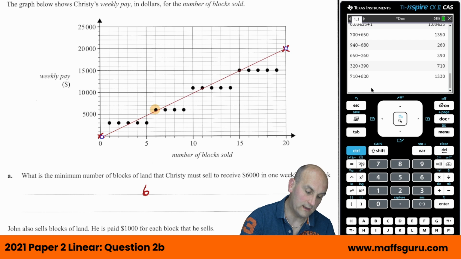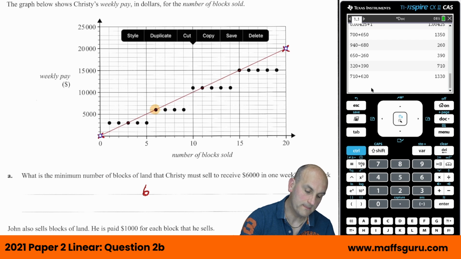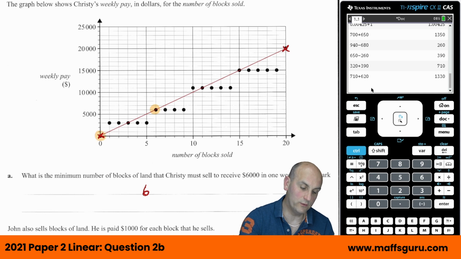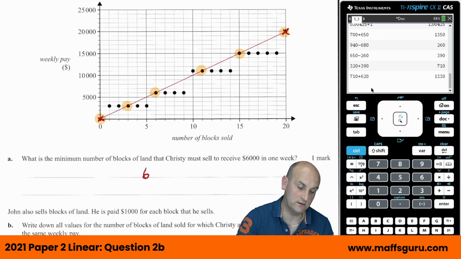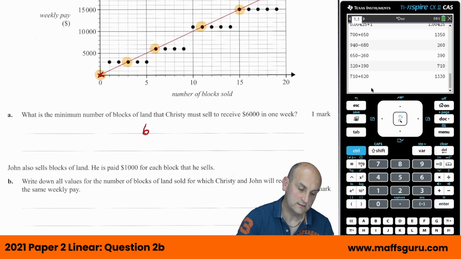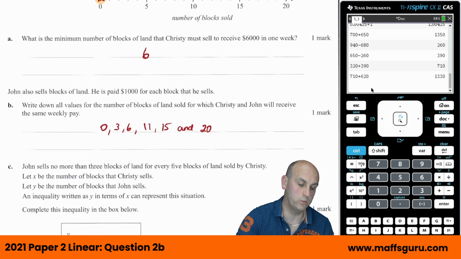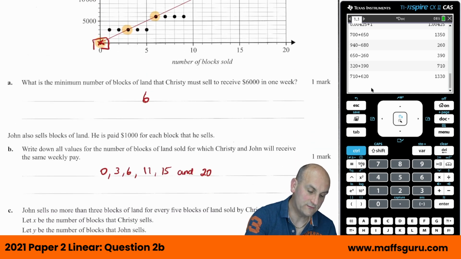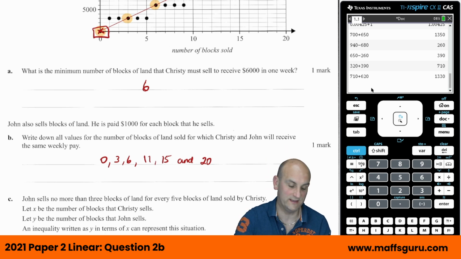So if I now try and move this point, is it going to allow me to move this point? Come on. Yeah, there we go. And then I just highlighted all the points where they intersected and wrote them down. The number of weeks was 0, 3, 6, 11, 15, and 20. I think the thing that's going to trick people is this value here. I've got a feeling that people are going to have missed off that 0.